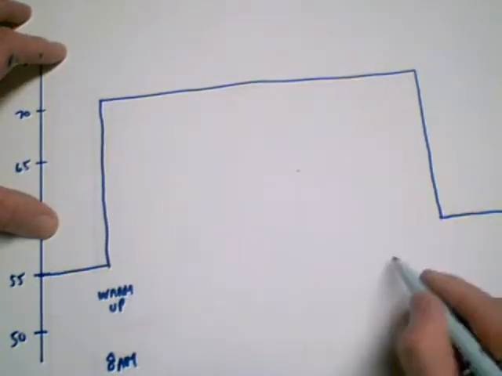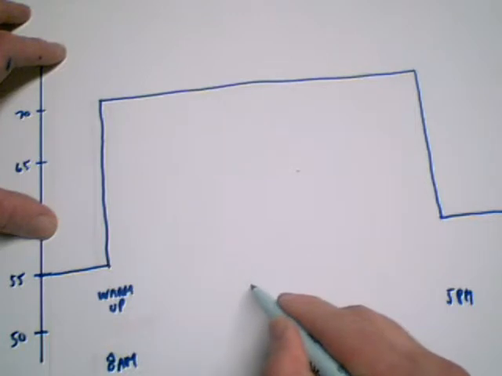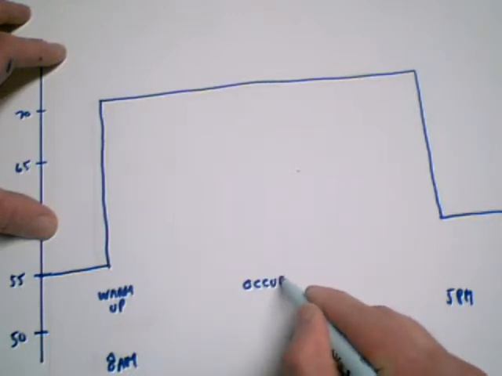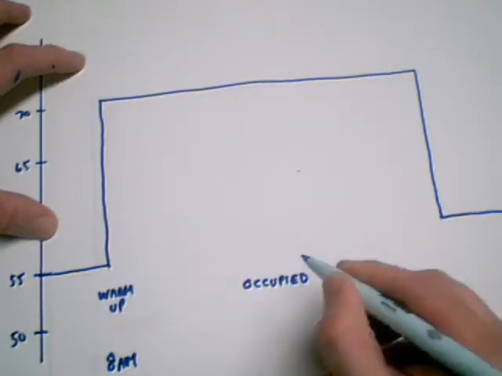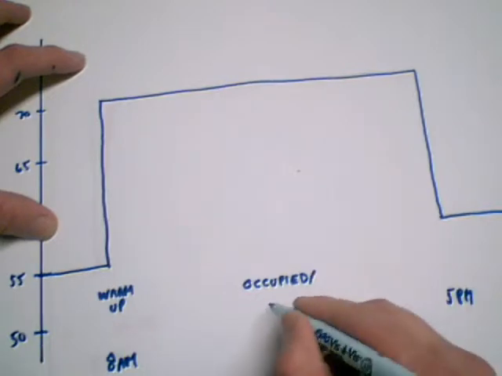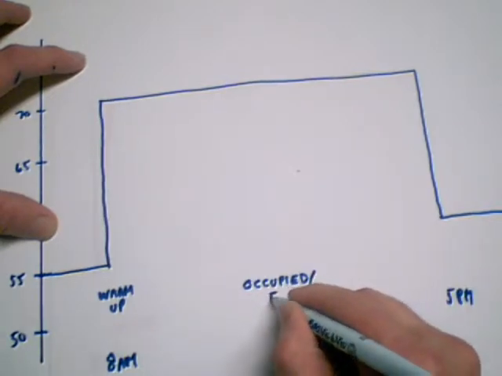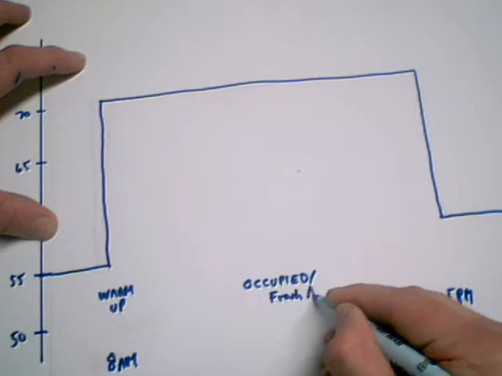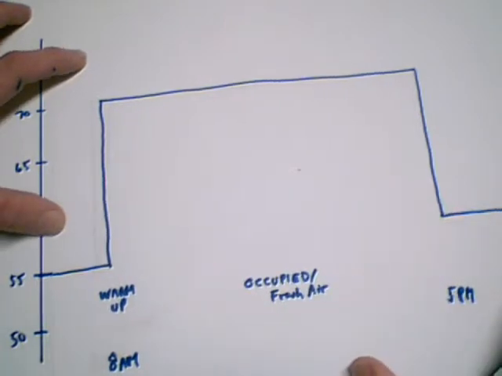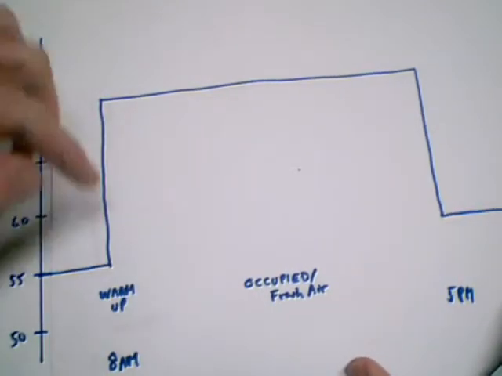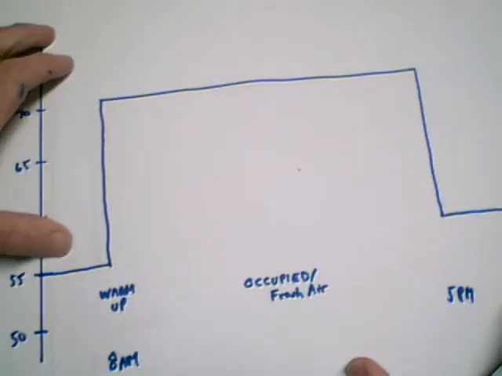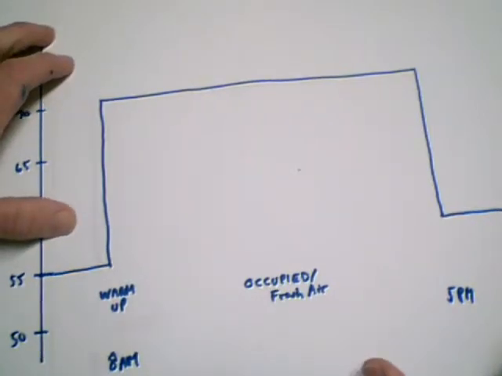And the mode it's going to be in out here is occupied. And that's a bit of a misnomer. Again, I don't know if I like that word too much. It's really going to be in fresh air mode or outside air mode, which means there's people here, but we need to bring in fresh air is really what the concept is there. Okay?